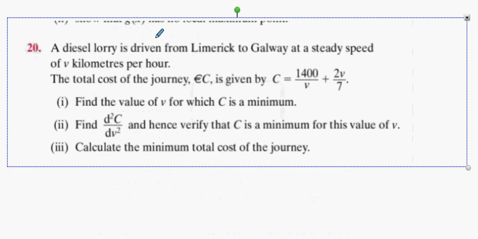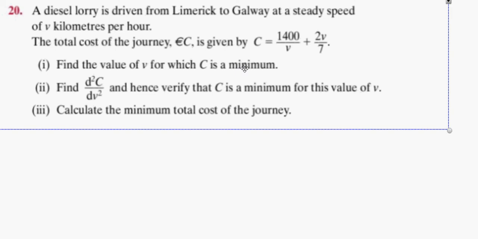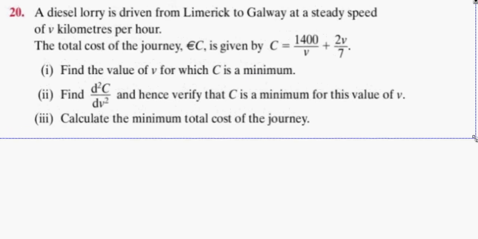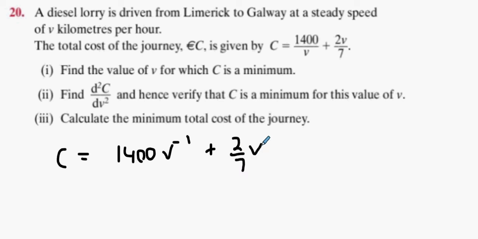Alright. It's actually quite handy. C equals 1400 v to the minus 1. Why did I do that? I don't want to do the quotient rule, not on a Friday afternoon. So I'm going to do dC by dv.